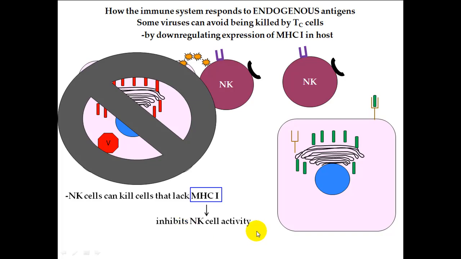So that's the overview of how our immune system responds to endogenous antigens. There's basically two players involved. There's cytotoxic T cells and natural killer cells.